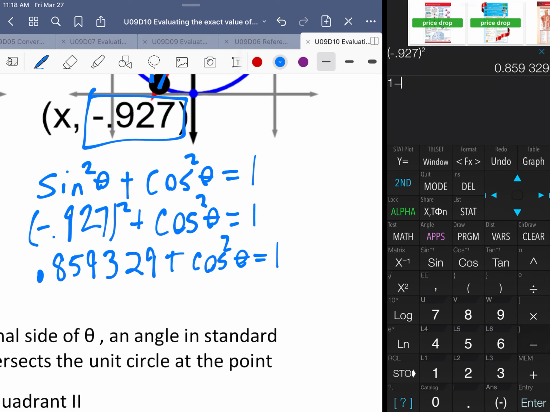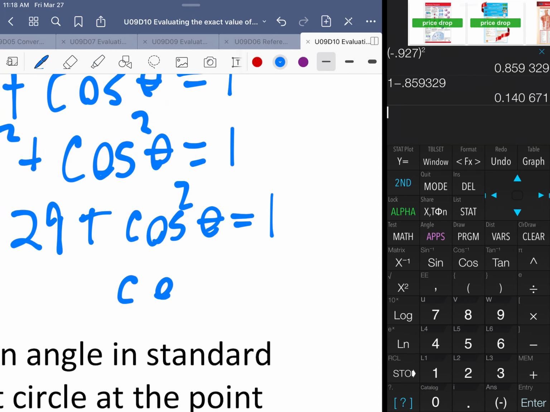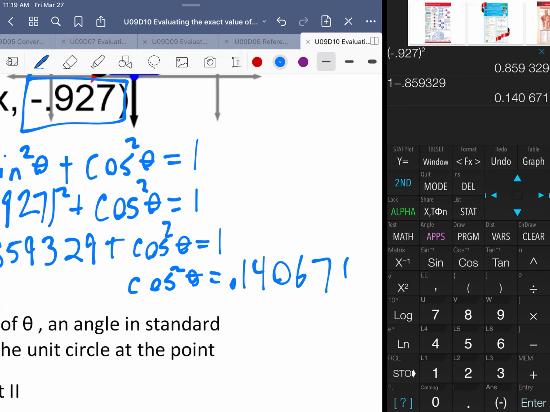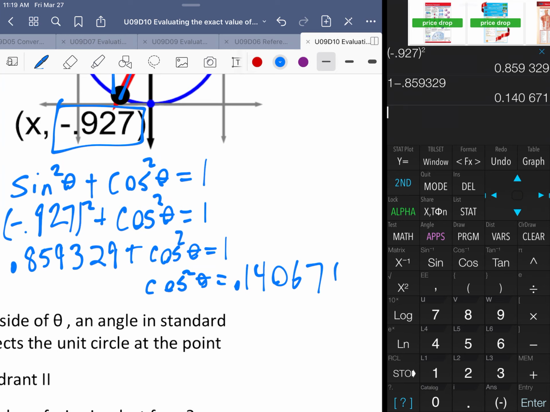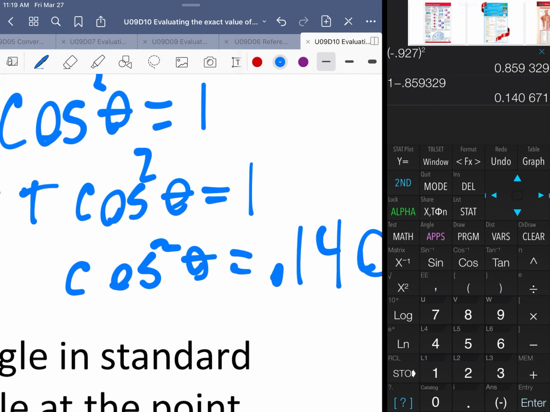I'm going to do 1 minus 0.859329. And we'll get that cosine square theta is equal to 0.140671. And again, for space, I'm going to move my way up this way. So I'm going to take the square root of both sides to figure out what cosine of theta is.